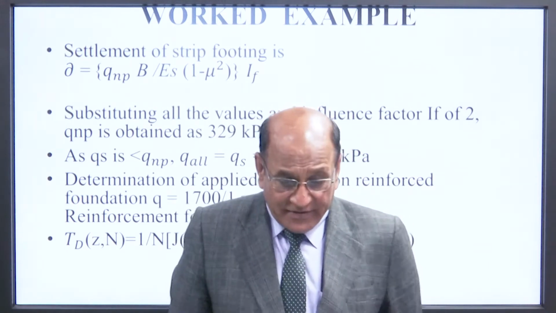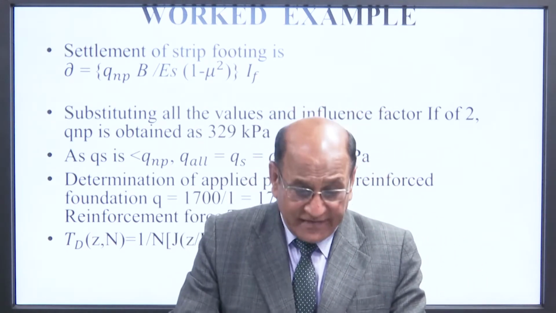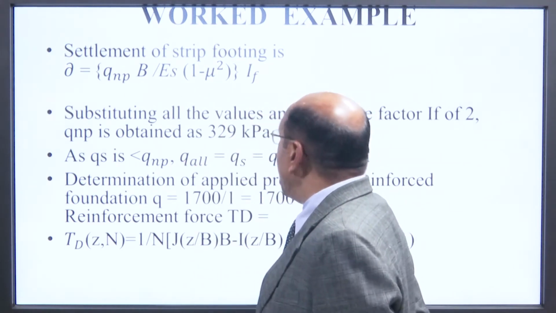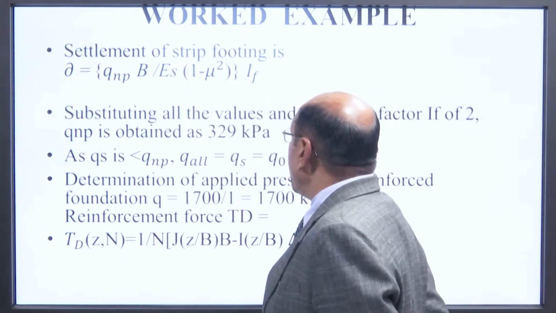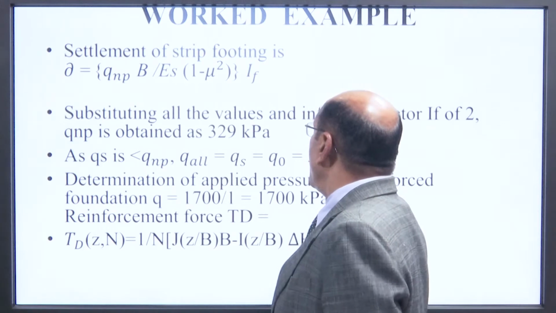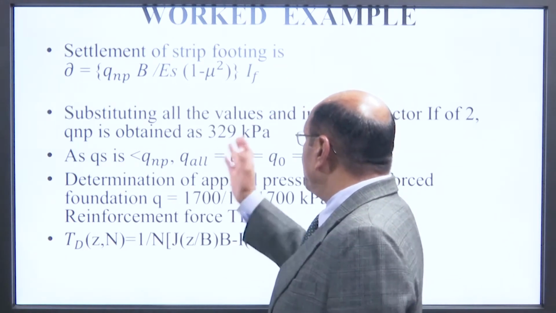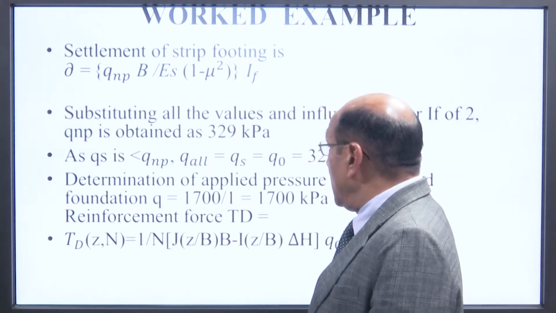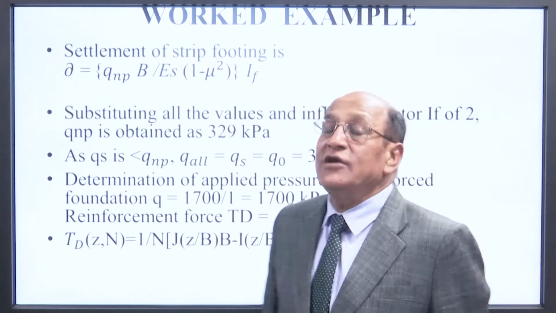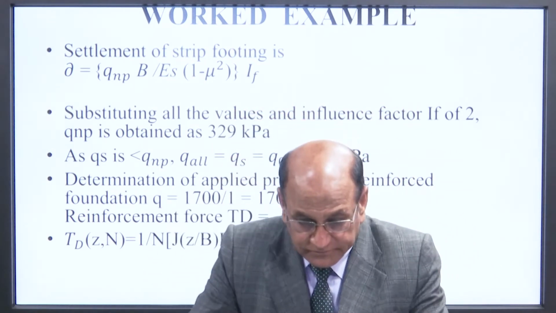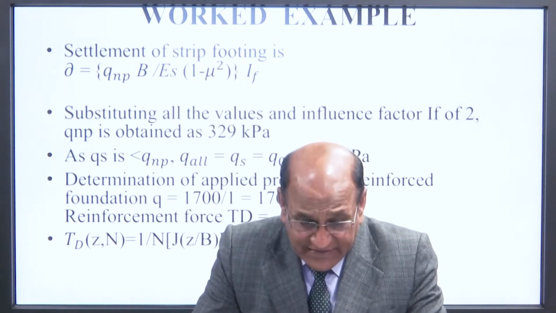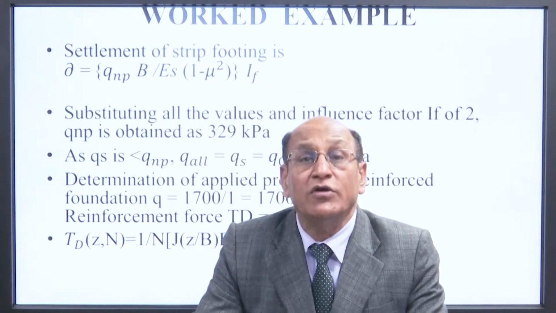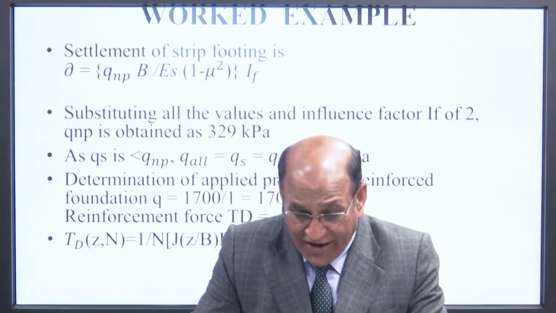So now come to the settlement. Settlement of a strip footing is delta equal to q_np divided by Es, the elastic modulus, into 1 minus mu square, where mu is the Poisson's ratio, into If. Substituting all these values and influence factor If of 2, q_np is obtained as 329 kilopascal. As qs is less than q_np, q all will be equal to qs, which is 325 kilopascal.